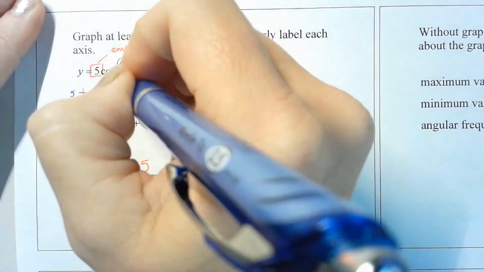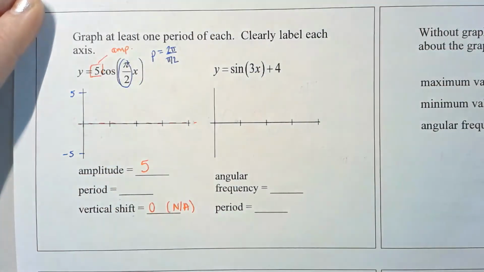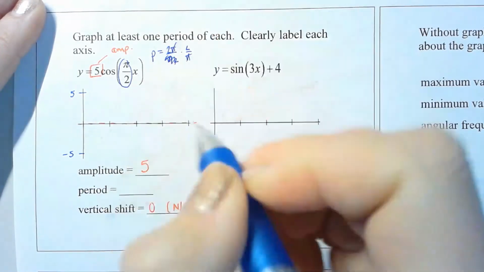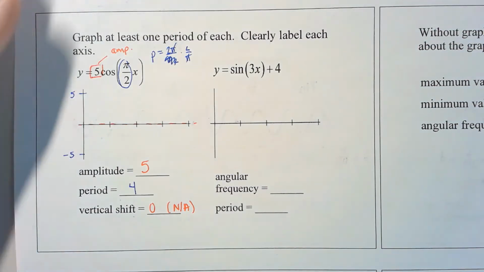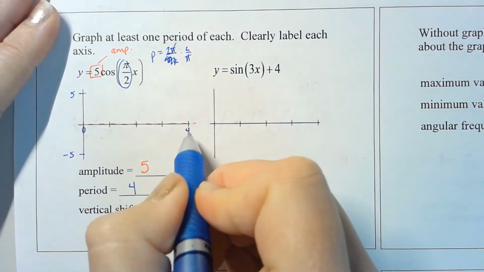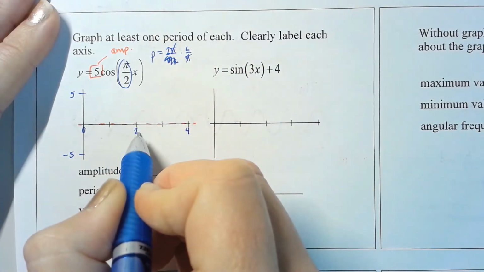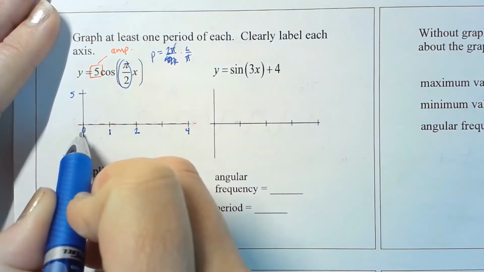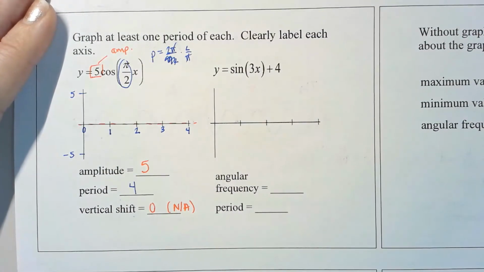The period is going to be 2 pi divided by b, and b is pi over 2. So if I flip and multiply, the pi's cancel, and I'm left with a period of 4. It's actually nice for us. So that means the length of the graph is 4. If we're starting at 0, that means we're going to end at 4. Halfway between 0 and 4 is 2. Halfway between 0 and 2 is 1. So 0, 1, 2, 3, 4. It's a nice way to break up the x-axis.